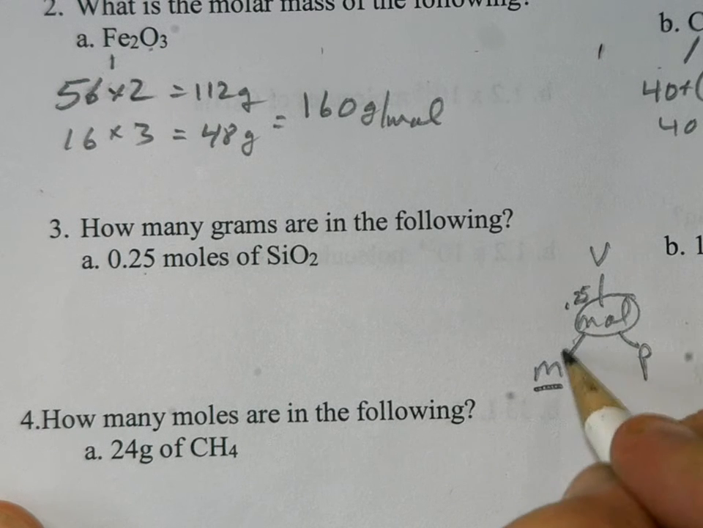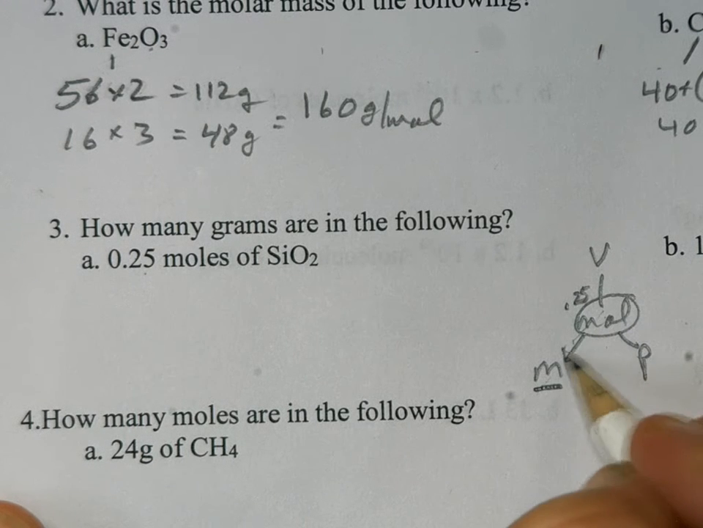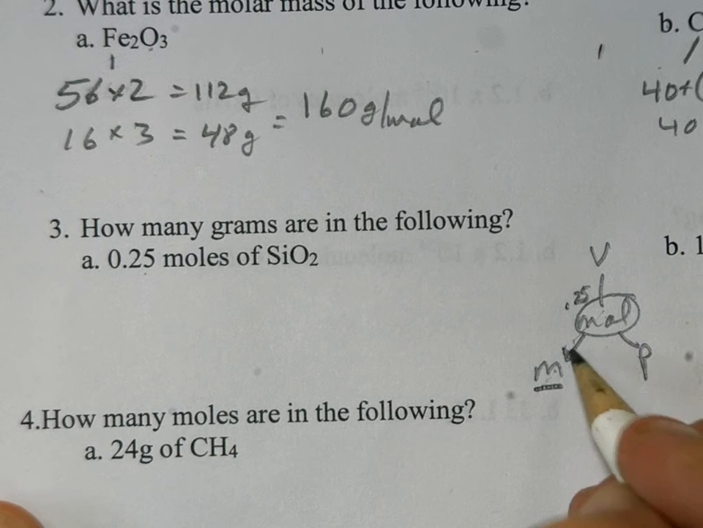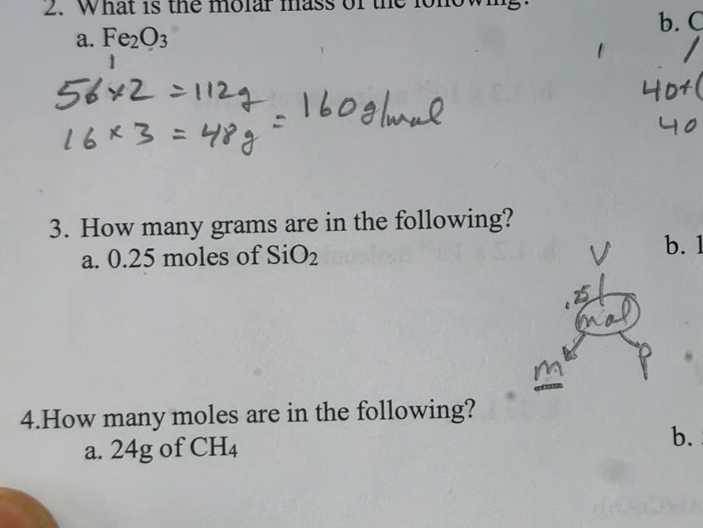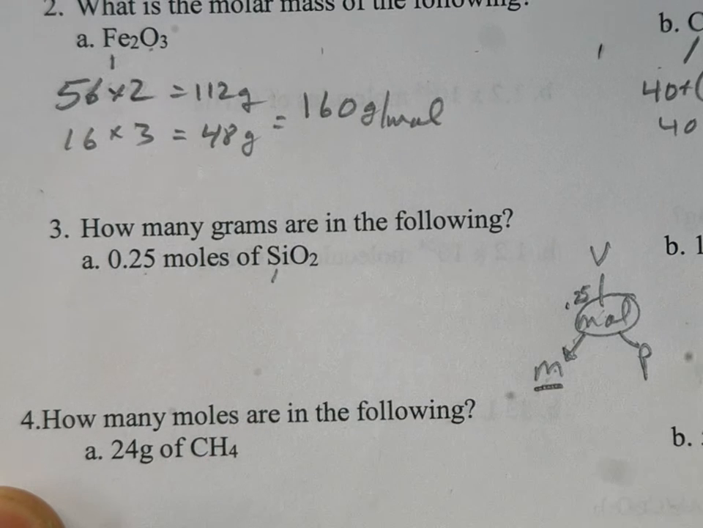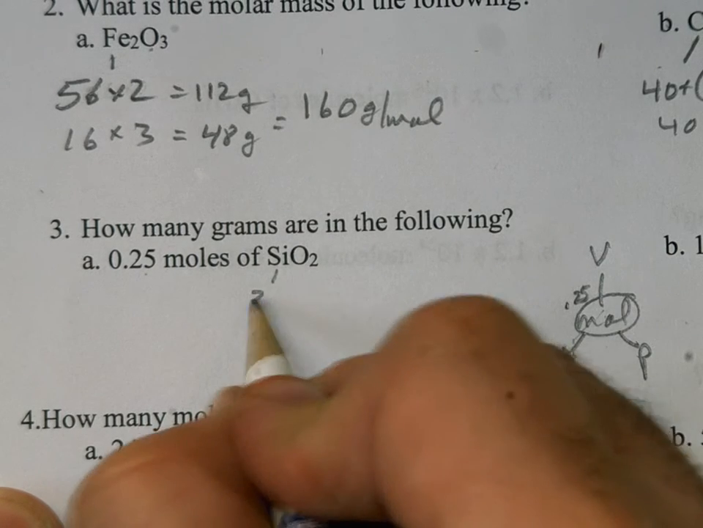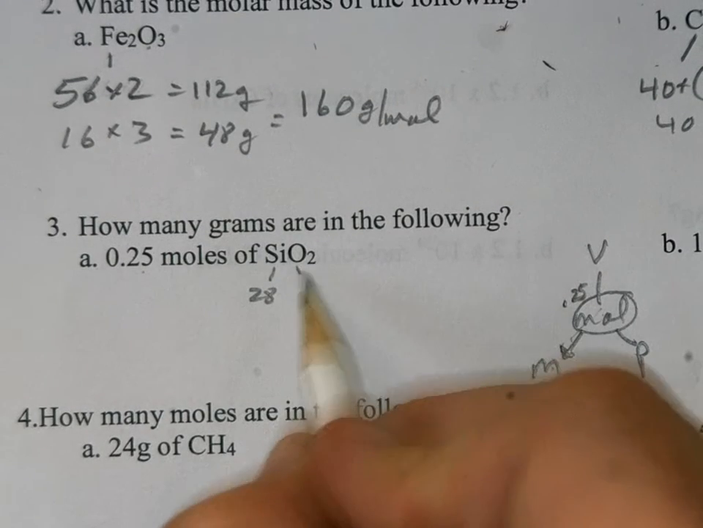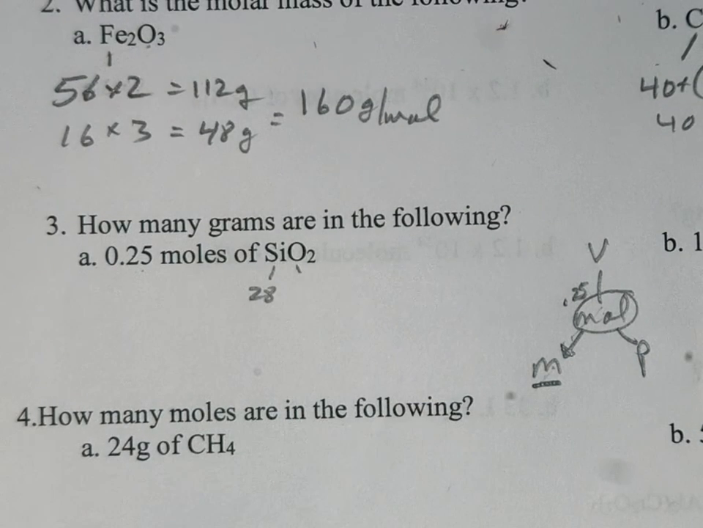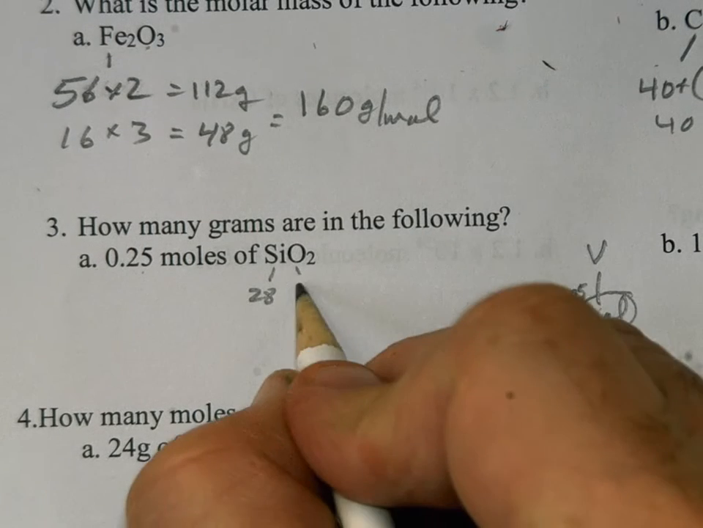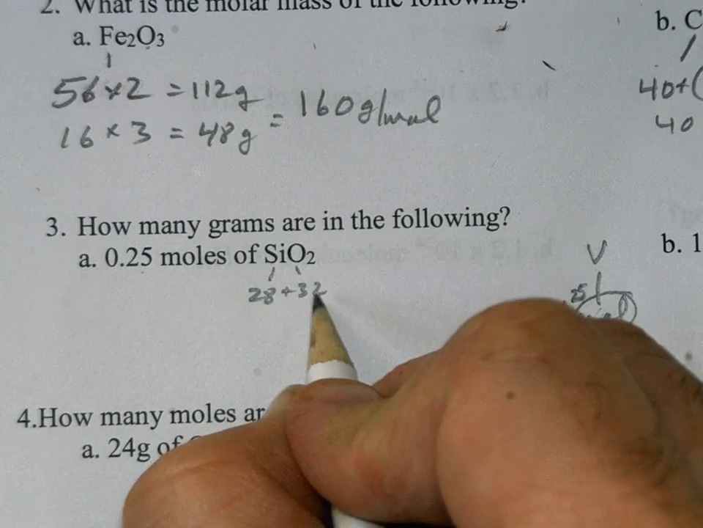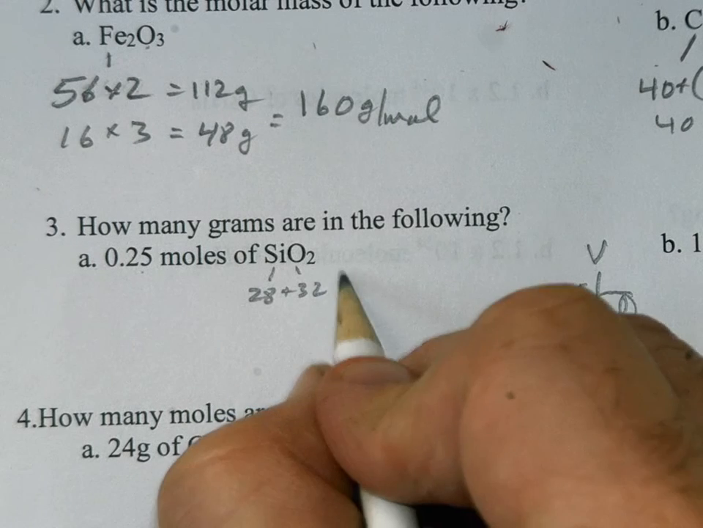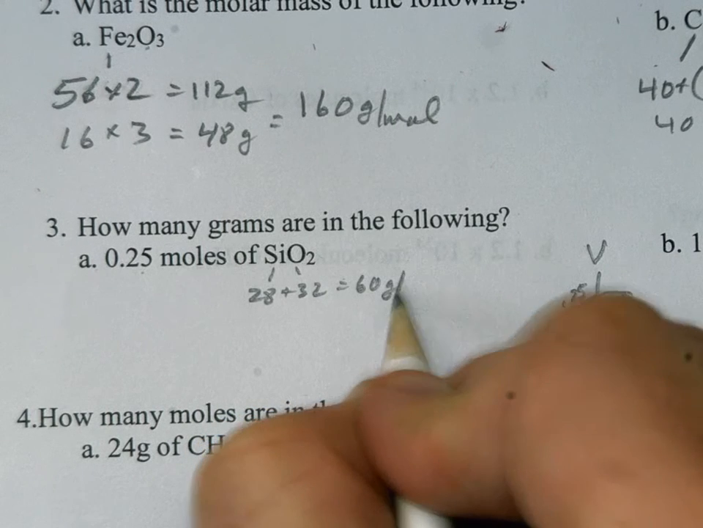Now since we're going away from the center of the triangle, we're going to multiply by the molar mass of silicon dioxide. So let's get this set up. One of the things we should probably do is figure out what the molar mass of silicon dioxide is. Silicon is 28 when you look at it on the periodic table, 28 grams per mole. Plus we have 2 oxygens, and oxygen is 16, so 16 times 2 is going to be 32. So the molar mass for silicon dioxide will be 60 grams per mole.